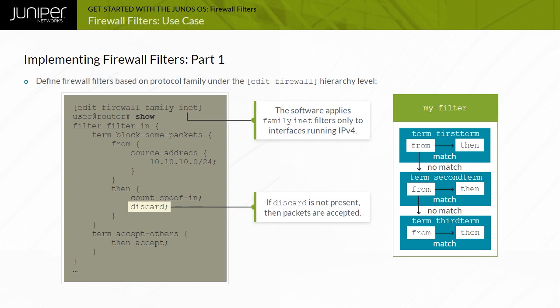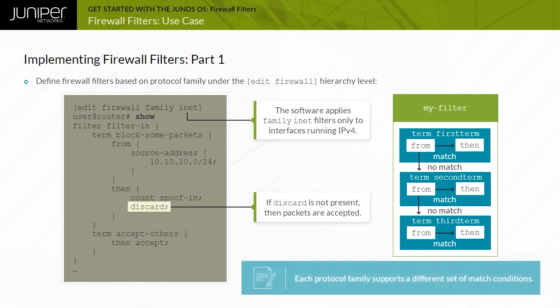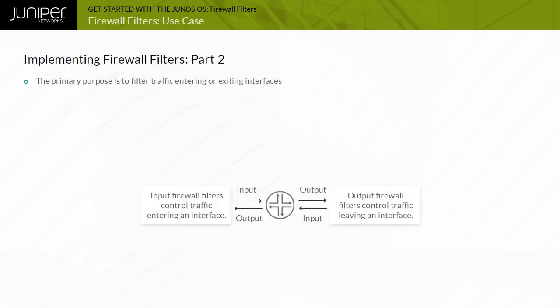The software supports other protocol families. Note that each protocol family supports a different set of match conditions. Refer to the product-specific documentation for details. Although you can use firewall filters to filter traffic at several points, their primary purpose is to filter traffic entering or exiting interfaces. You can apply them to all interfaces. Additionally, you can apply them to the lo0 logical interface to filter traffic destined for the system.